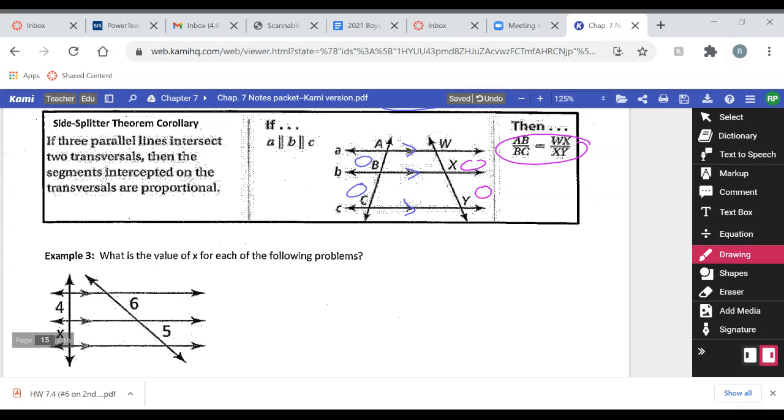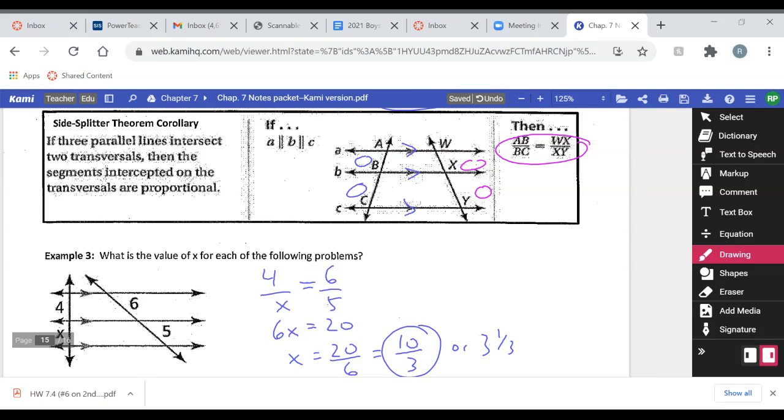And so if I look at this particular problem, I can say 4 over X equals 6 over 5. Then when I cross multiply, I get 6X is equal to 20. And when I divide by 6 on each side, I get X is equal to 20 over 6, which then I can reduce down to 10 over 3. And there we go. You can leave that as 10/3. If you want to write that as 3 1/3, that's fine.